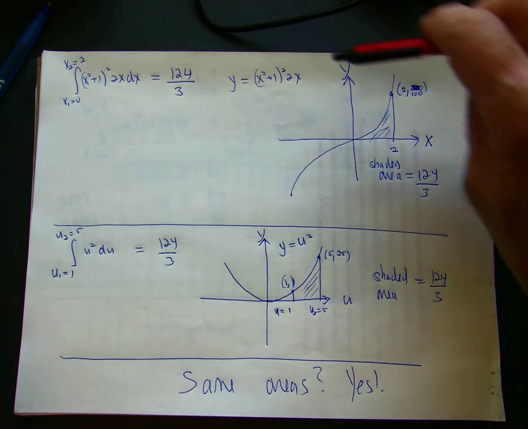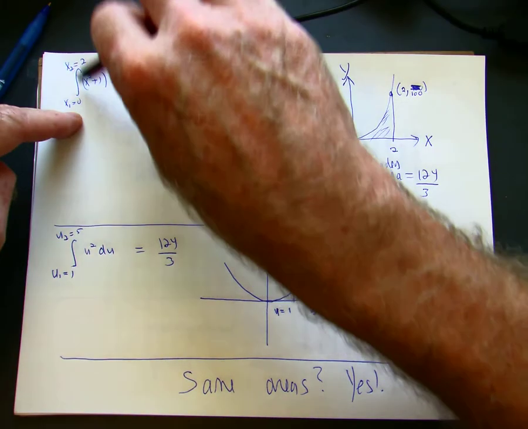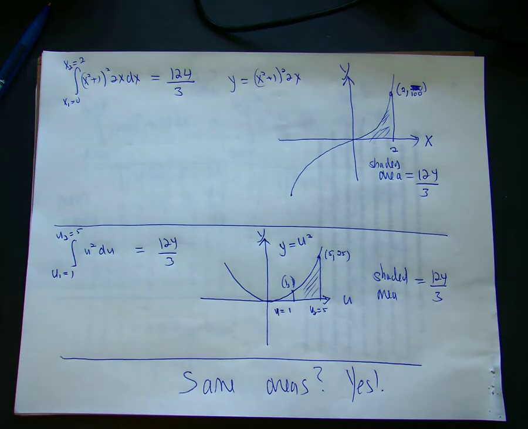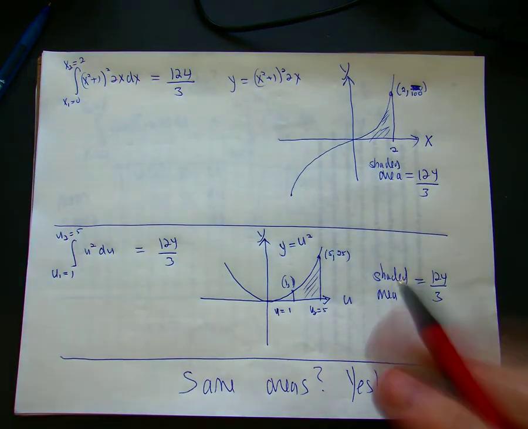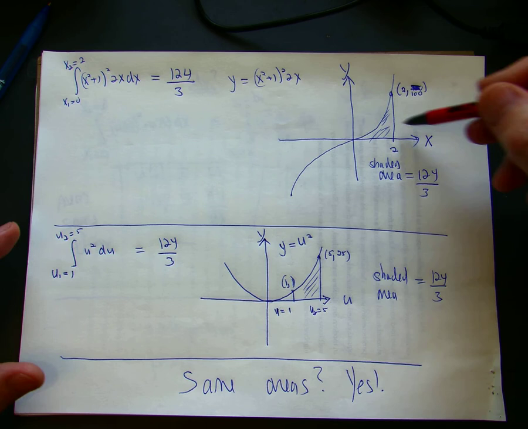So basically, if I graph this, look at the area between 0 and 2, which is what an integral does. We'll talk more about that area later. That shaded area is 124 over 3.